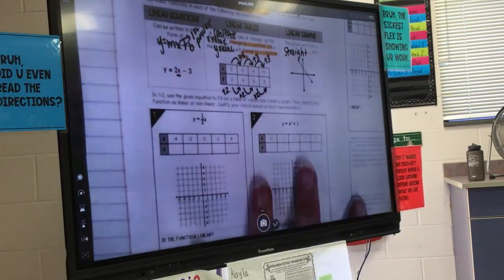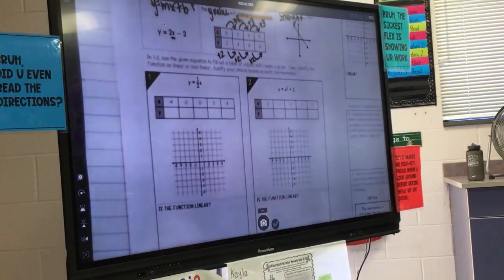All right, we're gonna look at number 1 and number 2. And we're gonna determine using the equation, using the table, and using the graph, if these are linear or non-linear.